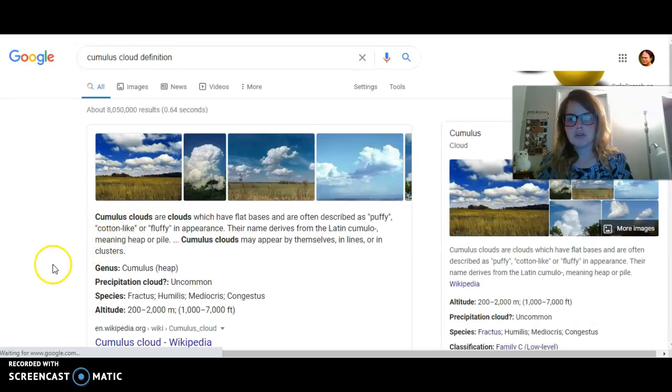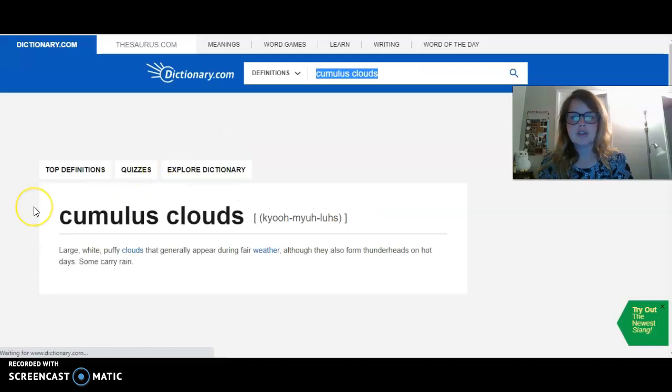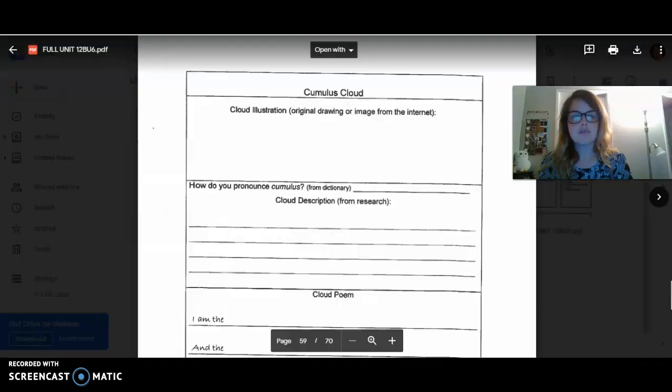So I am going to go here, and then I am going to go to dictionary.com because that will help me with the pronunciation. I will copy this because this is how you pronounce it, right? And then I'm going to put that there.